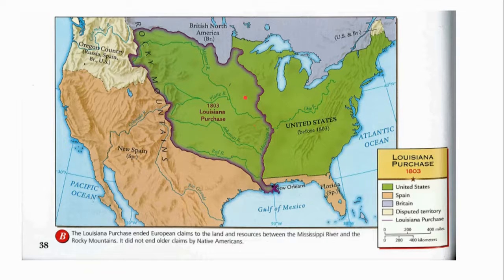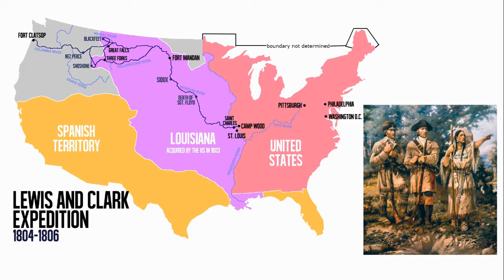But once again, this land, mostly wilderness, but populated by many different Native American groups that the Americans are going to have to deal with. And one of the first things they do, President Thomas Jefferson is actually president at the time. He's the one who makes this deal and buys this land. And one of the first things he does is he sends 2 explorers with a group of men out west to explore this Louisiana territory.